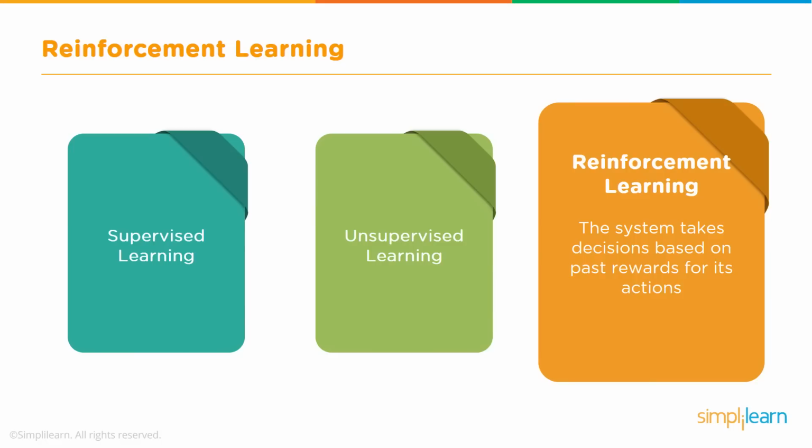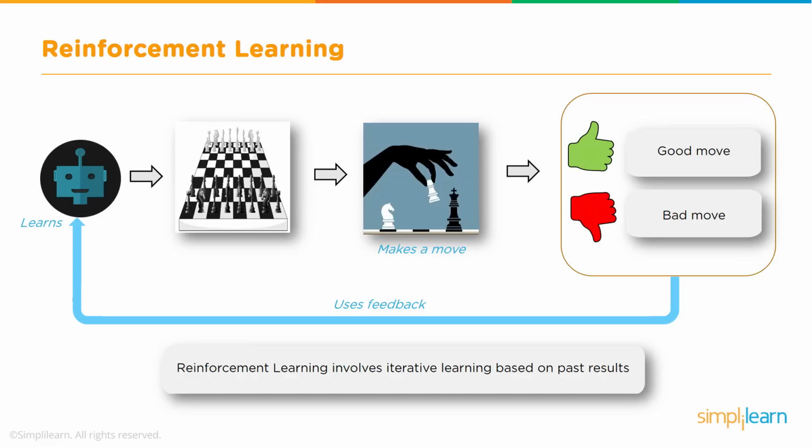Now let's talk about the last type of machine learning: reinforcement learning. What do you observe? Supervised learning is about making a prediction and unsupervised learning is about finding a hidden pattern. But reinforcement learning works completely differently. It allows the computer to take a decision based on past rewards for its actions. This type of machine learning is usually used only to increase the efficiency of a tool or a program. There are three stages involved in reinforcement learning: the decision, the feedback, and the learning.